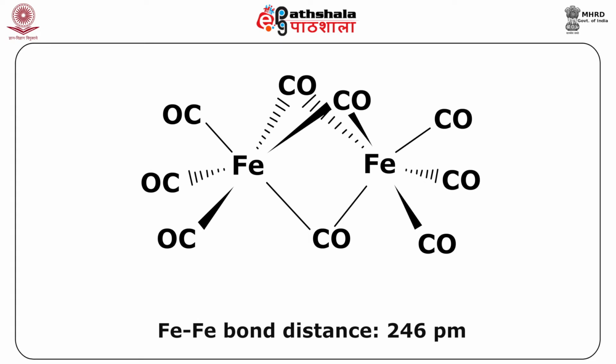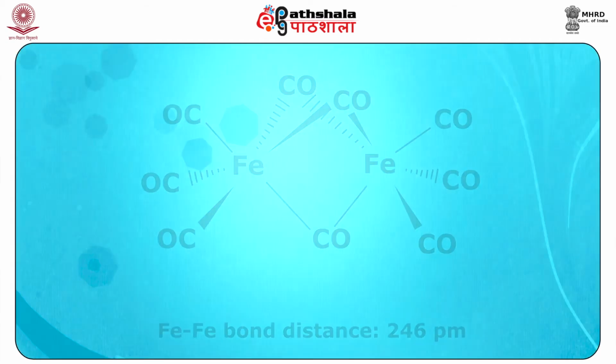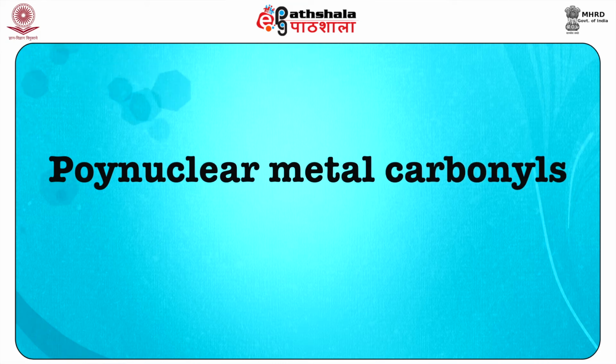And if you notice, another feature is that in total there are 3 bridging carbonyls, and there are a total of 6 terminal carbonyls in this particular metal carbonyl having 2 metals. And here the iron-iron bond distance is 246 picometers, and this is again a smaller value because of the bridging ligands. So, after knowing the structure of these 2 dinuclear metal carbonyls as examples, let us try to know about the polynuclear metal carbonyls.